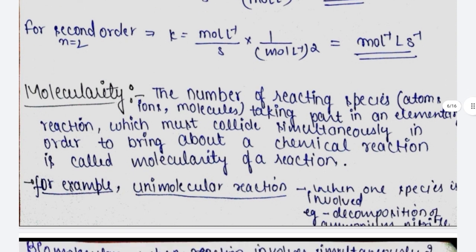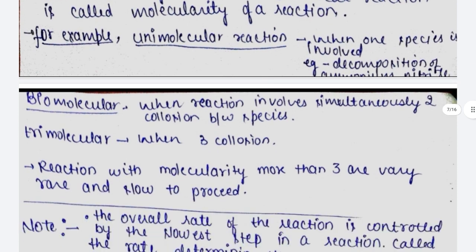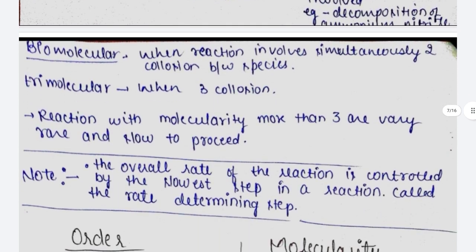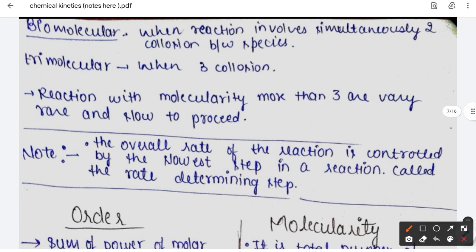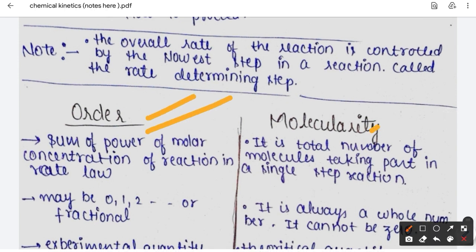Then we have molecularity. It is important to note here that the overall rate of a reaction is controlled by the slowest step of the reaction. The slowest step of the reaction determines the rate of reaction, and it is also known as the rate determining step. Difference between order and molecularity.